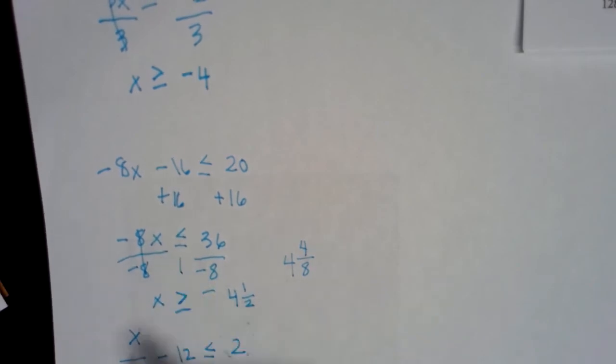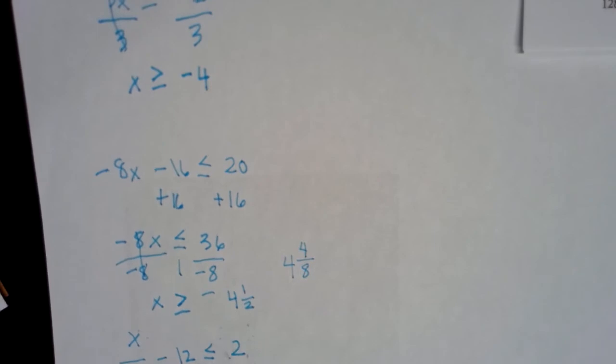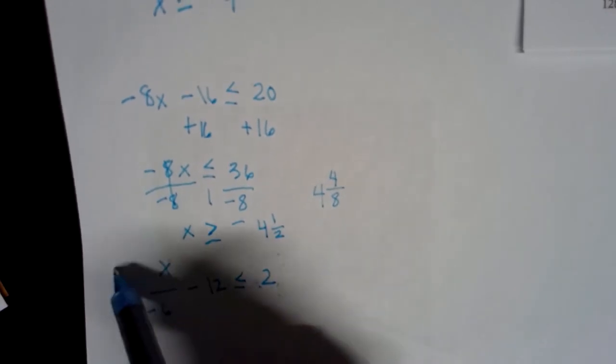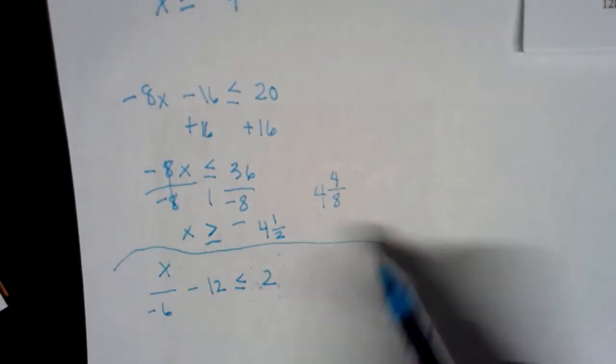So write that in your notes. You should have a list of things you have to remember. This is one of them. Flip the sign. All right. So hopefully that makes sense. I kind of crammed that all together. And we've got one more. Let me draw a line so you can sort of separate it.